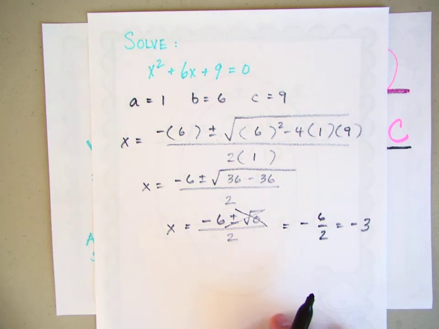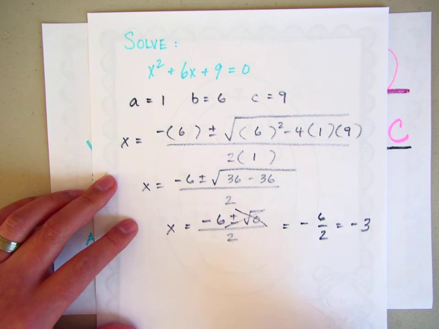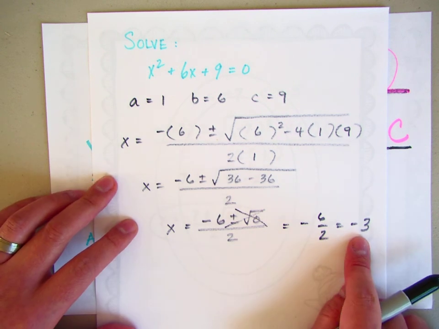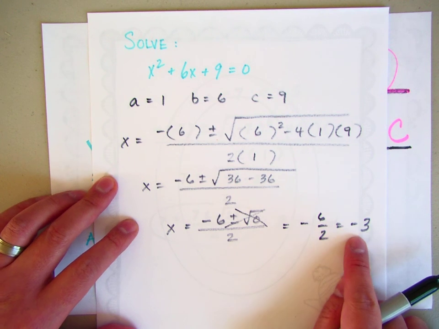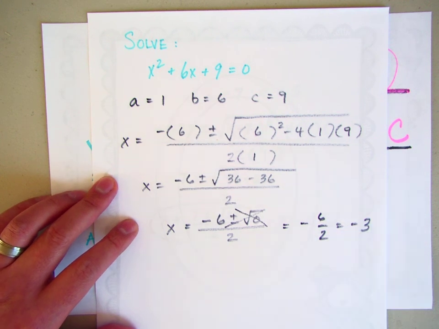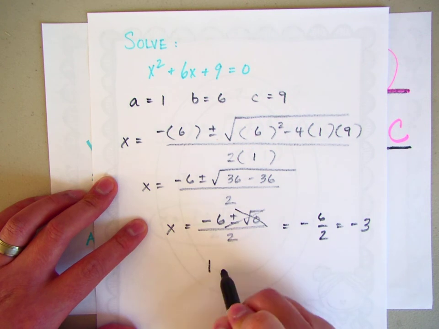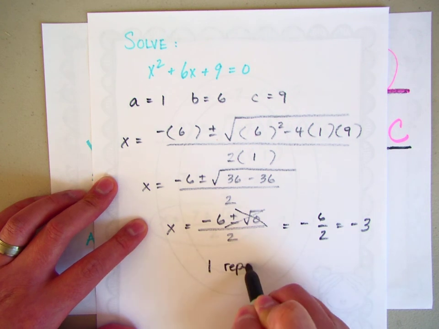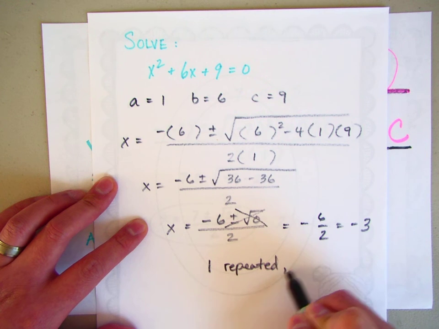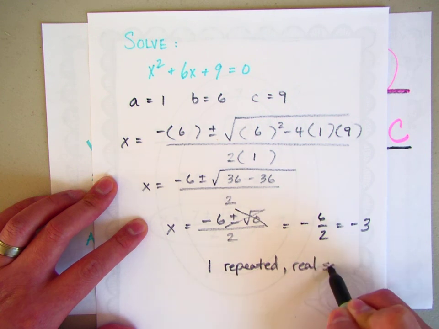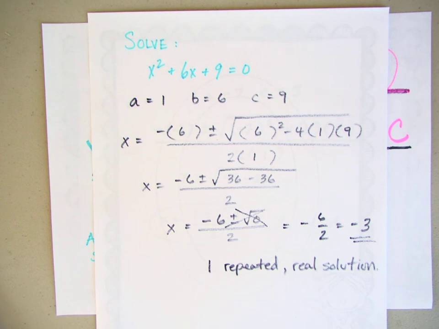Okay, x equals negative 3. Now again, you've been guaranteed that there are two answers. If you solve this by factoring or by completing the square, you will get two answers, but it's a repeated zero. So you get x equals negative 3 and x equals negative 3. So this is technically one repeated, but still real solution. So the first example we did, we got two reals. This one we got one real that's repeated.